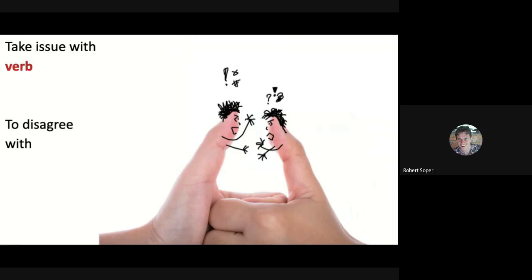If somebody is using logic to try and show something or demonstrate something, and you find a problem in their logic, you might take issue with their logic, disagree with it. And you could point that out by saying, I take issue with your logic. Okay, try and put this take issue with in your own sentence.